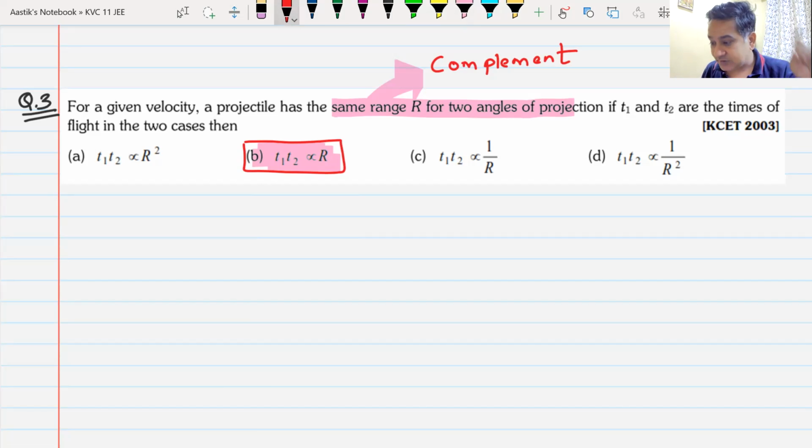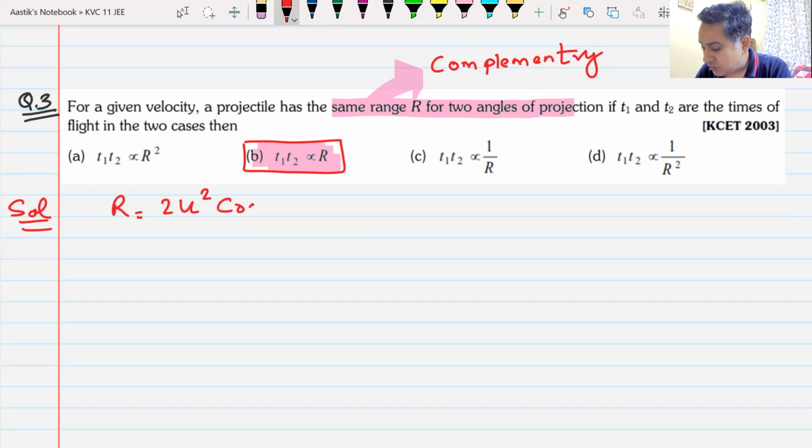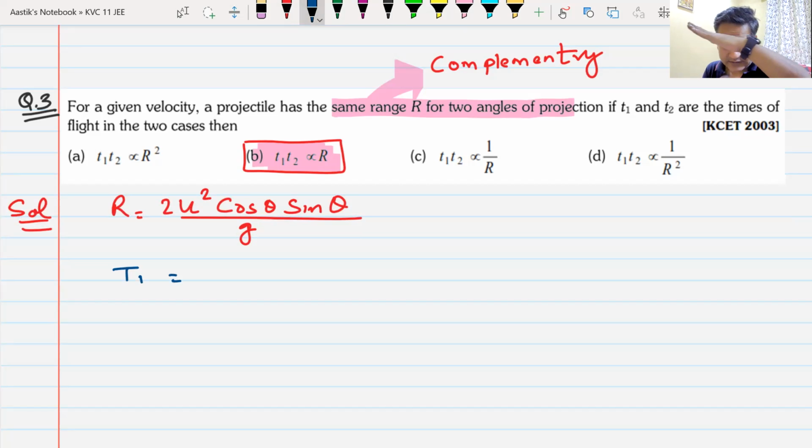So how are we supposed to do this? The angles are complementary. For that, the range is the same. Now that range can be written as, we have got 4 or 5 ways of writing the range, but I will write it as 2 u square cos theta sin theta by g. We have to look for the most appropriate way. Now, if I talk about the first time of flight T1, T1 is the time of flight at an angle theta. So it will be 2 u sin theta by g.